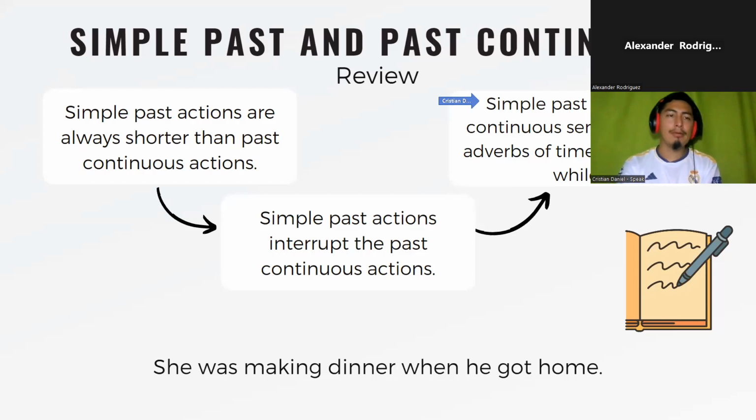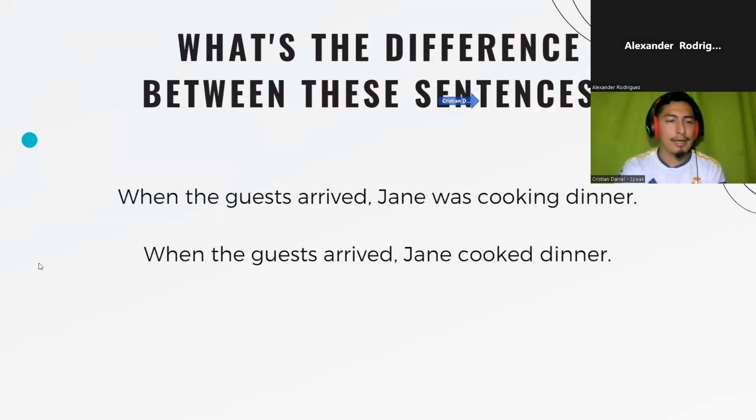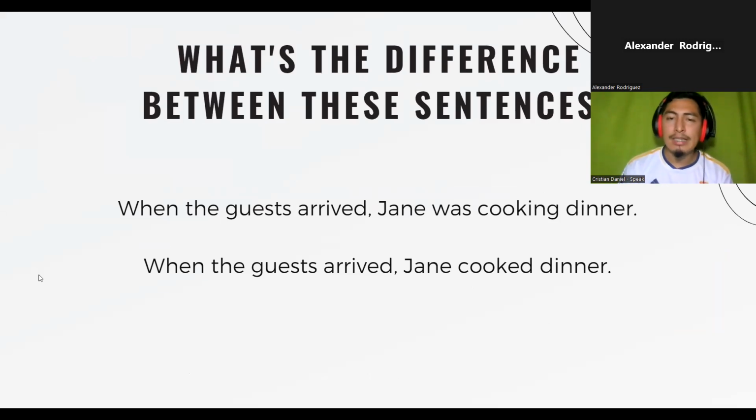Now I would like to continue with something else about the use of both tenses. Before we start, let me ask you, Alexander, what's the difference between these sentences? The first sentence: when the guests arrived, Jane was cooking dinner. Next sentence: when the guests arrived, Jane cooked dinner. What's the difference between these two sentences?